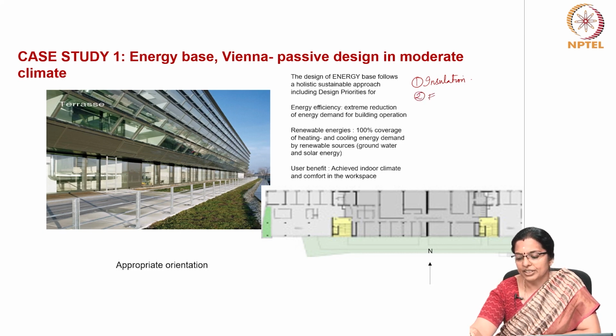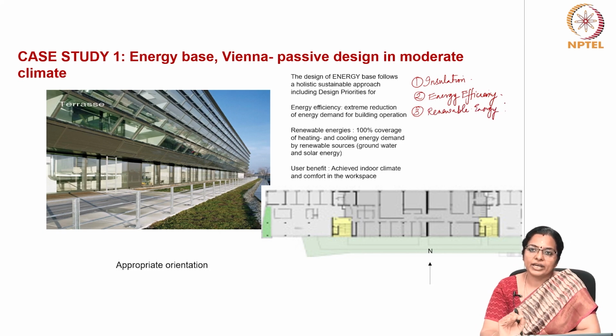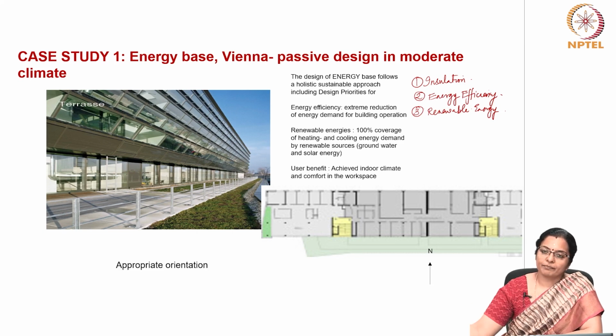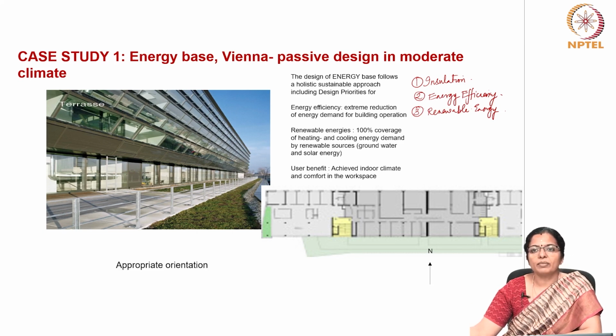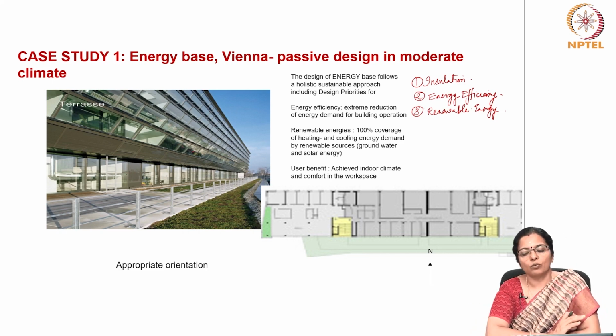Second is energy efficiency. So, extreme reduction of energy demand for building operations is achieved through use of passive strategies. Then third is use of renewable energies as much as possible. So, there is 100% coverage of heating and cooling energy demand by use of groundwater and solar energy. And therefore, the user benefit is that it achieves an indoor climate and comfort good enough for a workspace.